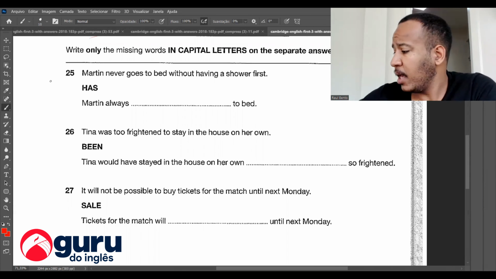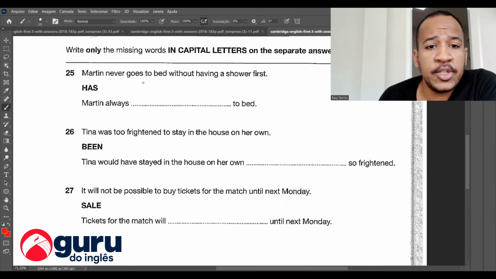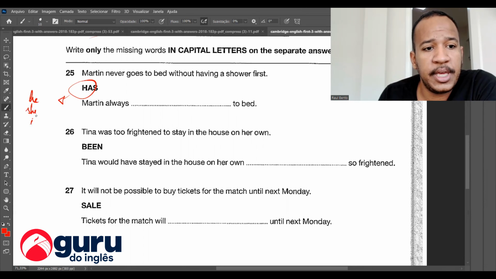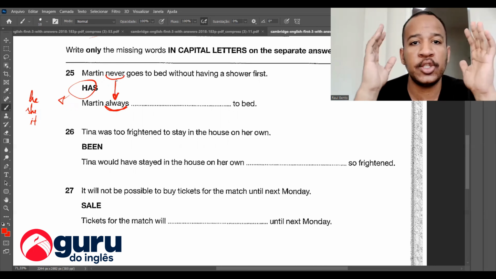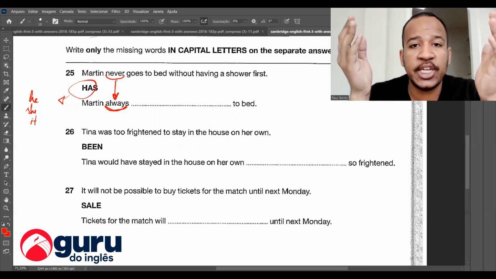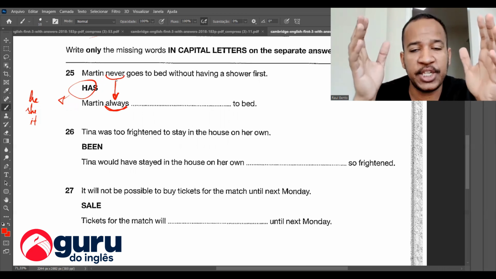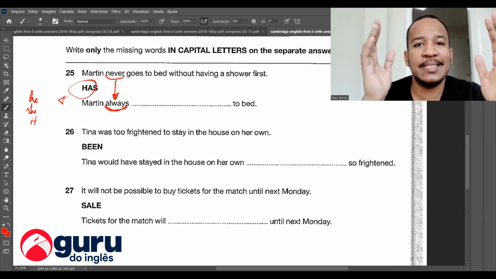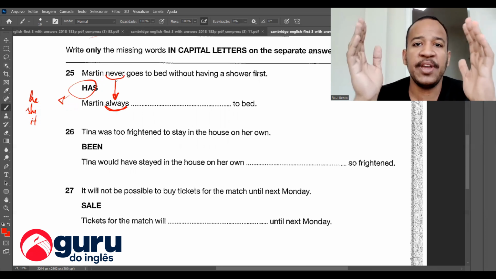So let's do the first one, number 25. We have here: "Martin never goes to bed without having a shower first." The word given is the verb "has", the verb to have for the third person, he, she, or it. So "Martin always", that's the first detail we have for this question, because in the original we have "Martin never". What you need to pay attention to when you face this kind of question is that you have two contrary ideas: something that never happens and something that always happens.